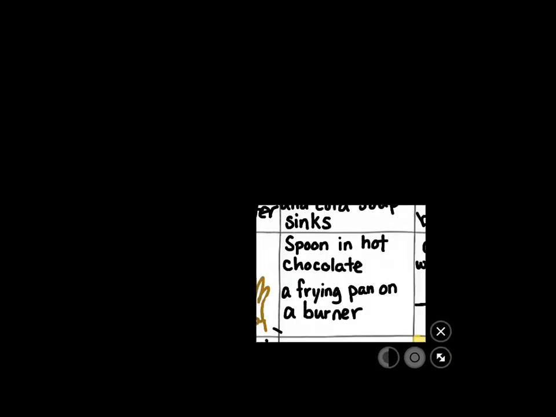We see this when we stick a spoon in hot chocolate and our spoon gets hot. It has to be a metal spoon, usually. Or when we have a frying pan on a burner and we touch the handle of that frying pan and it's hot because it wasn't insulated with rubber or something. So once again, conduction is where things touch.